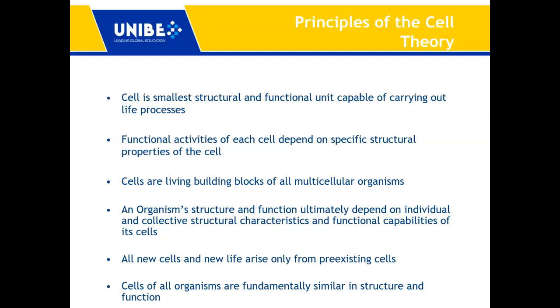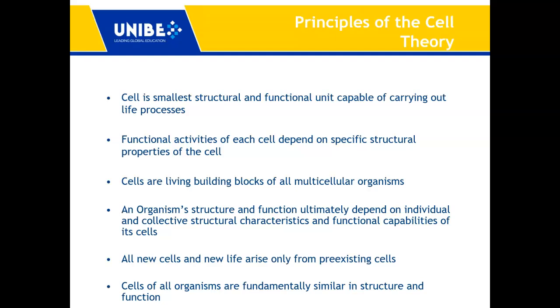And if we're looking at organisms like us humans, which are multicellular, we understand that cells are the living blocks of those organisms. So an organism's structure and function will ultimately depend on the individual and collective structural characteristics and functional capacities of our cells. Part of the cell theory is that cells come from other cells and give rise to other types of cells.